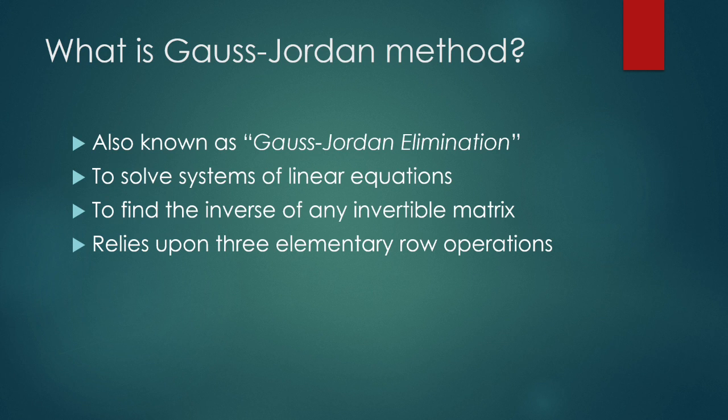So what is Gauss-Jordan method? Gauss-Jordan method is also known as Gauss-Jordan elimination, and the function of this method is to solve systems of linear equations and to find the inverse of any invertible matrix. And this method relies upon three elementary row operations.